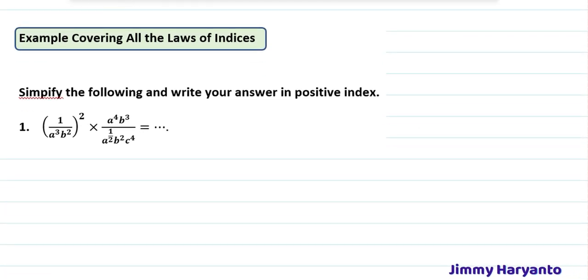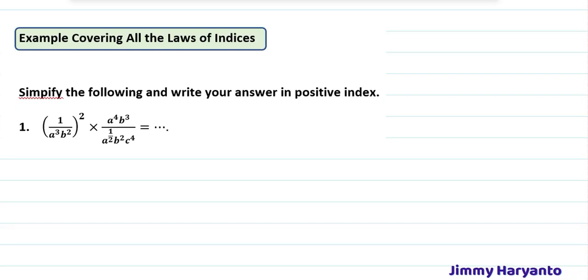Okay, example covering all of the laws of indices. Not indices, yeah, exponents. Indices is the British term, so I usually use indices, but US English will say it as exponent. Yeah, it's the same. Simplify the following and write down your answer in positive index. Okay, we have these very hard questions, but don't worry. If you already memorize all of the properties, I think you can do this.